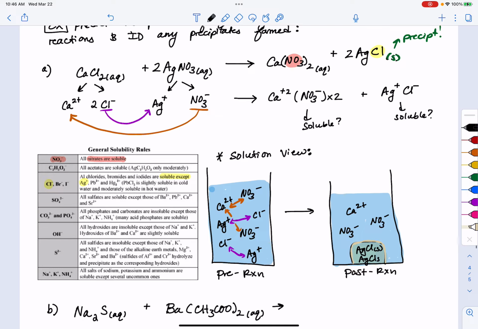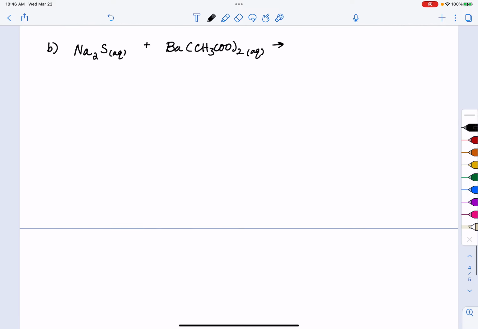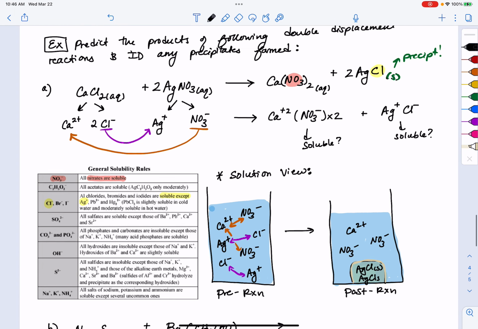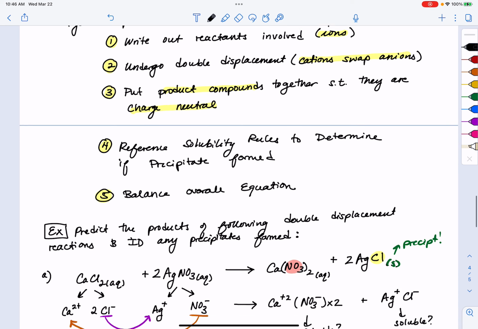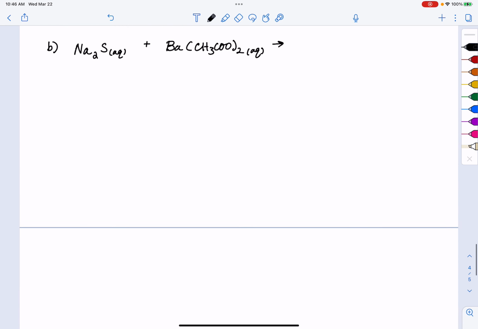And now let's look at another example, which is sodium sulfide and barium acetate. Again, if you were having trouble naming these compounds, you need to review the nomenclature conventions that were given in our naming workshop, as well as our list of polyatomic ions, which you do need to have memorized. So let's go back up to our general process, which starts by saying 1, write out the reactants involved. Specifically, let's try to figure out what kind of ions each of these aqueous reactants will contribute to solution.